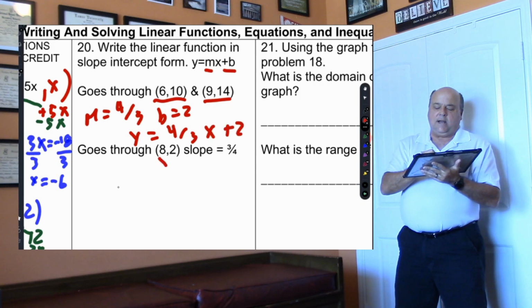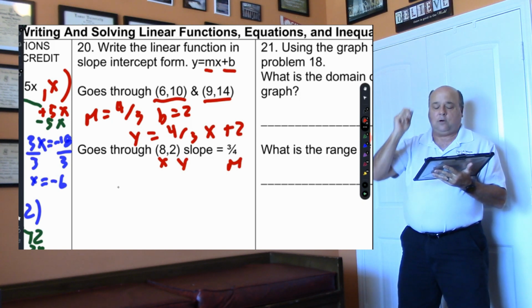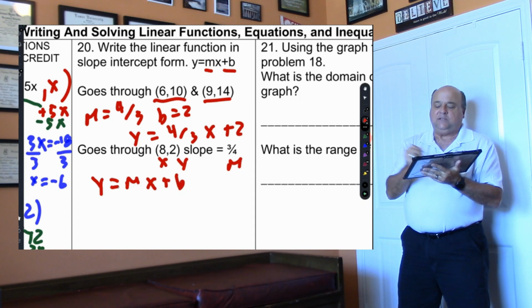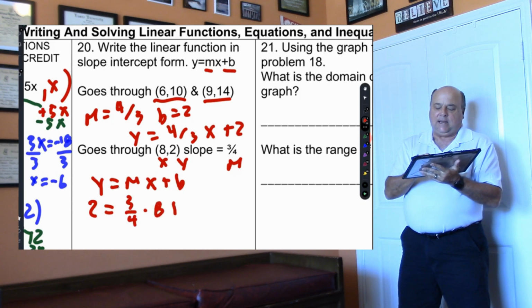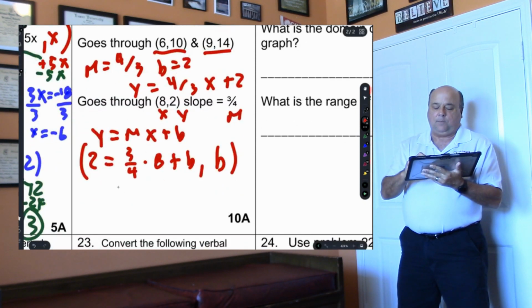Now then on the next one, I know my X, my Y, and my M. The battery's going low here, so I'm going to have to hurry. I'm going to put this into y equals mx plus b and solve for b. So my Y is 2. My M is 3/4. My X is 8. And I don't know my B. I'm going to put this into InSolve and solve for B.